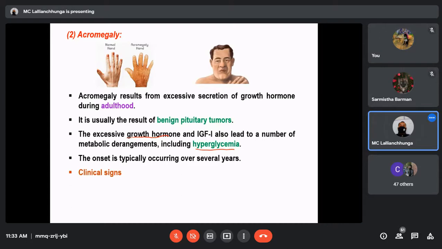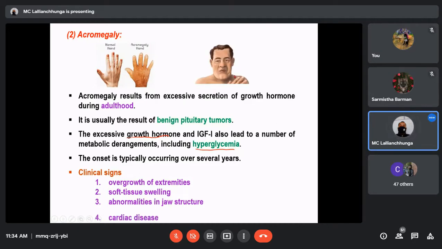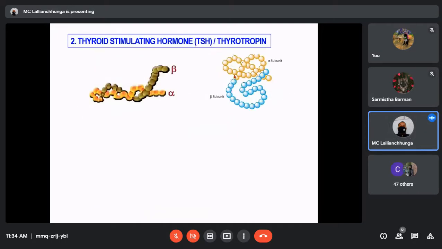So what are the clinical signs? Number one is overgrowth of extremities. So in this diagram I have shown you normal hand and the acromegalic hand. So usually there is thickening of the bones. This is during adulthood. Thickening of the bones is there. Here you can see the bones are thickened. Soft tissue swellings also will be there. Another one is abnormalities in the jaw structure. Here you can see some abnormalities also. And even it can lead to some heart problem, cardiac disease may also be observed.